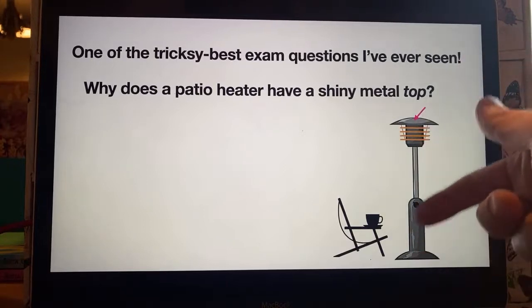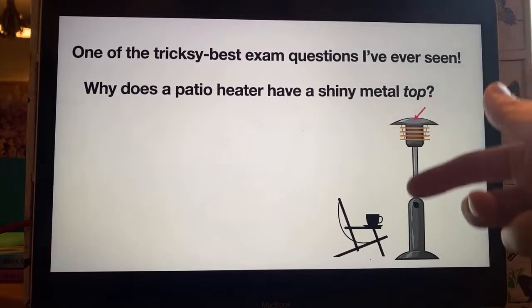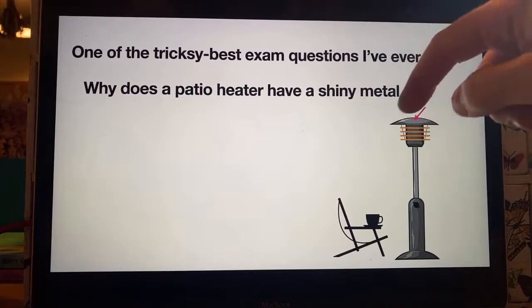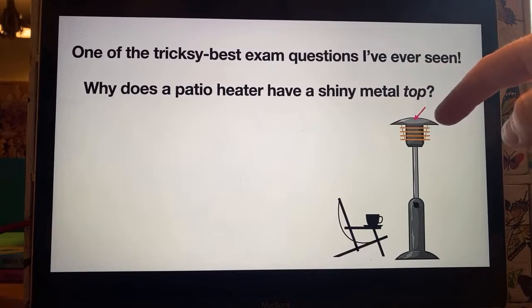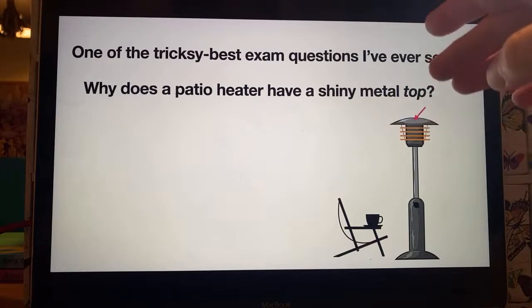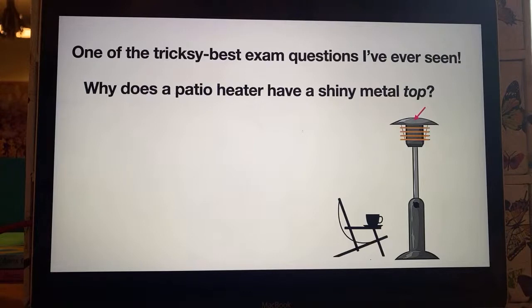They showed a picture of a patio heater, like you get in beer gardens and stuff, where people can sit out if it's cold, but still enjoy the outside. And they said the very top of the patio heater is shiny. And they just asked why. Why would the very top of a patio heater be shiny?